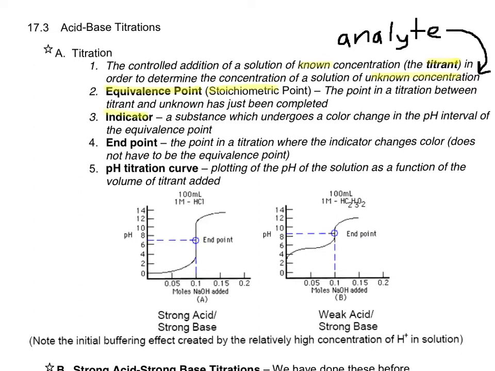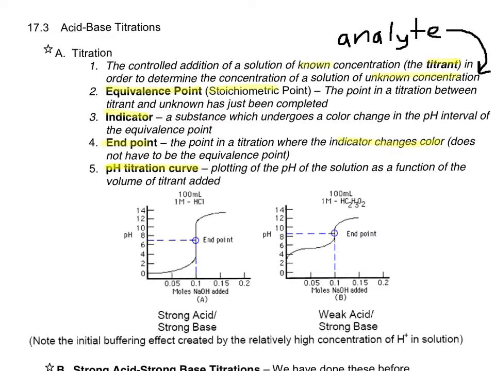You have your indicator solution, which is a weak acid or weak base that will turn colors at a specific pH. You have your endpoint. This is where your indicator changes color. Usually you have it set up so that it's about at the equivalence point, or a little bit after the equivalence point, although it doesn't have to be. You have to pick the right indicator for that to work. And if you graph out your pH versus the amount of titrant that you're adding, then you get a pH titration curve, which is what we did in our last lab.